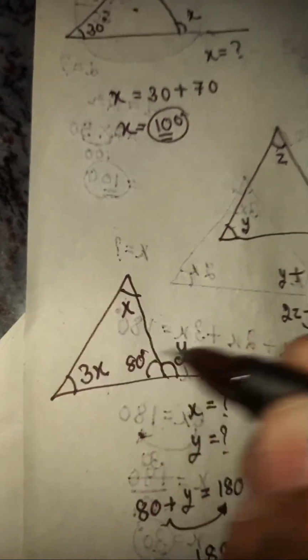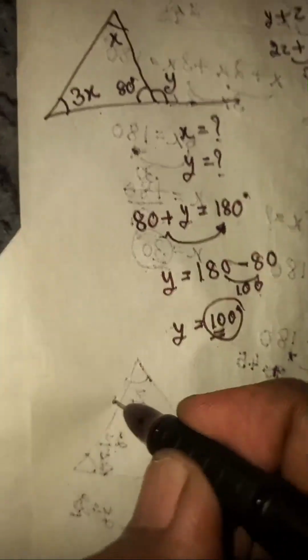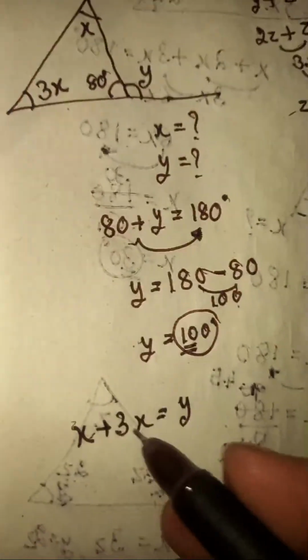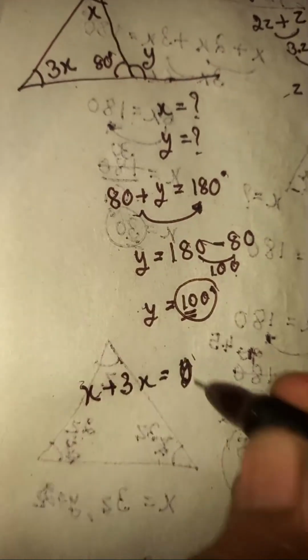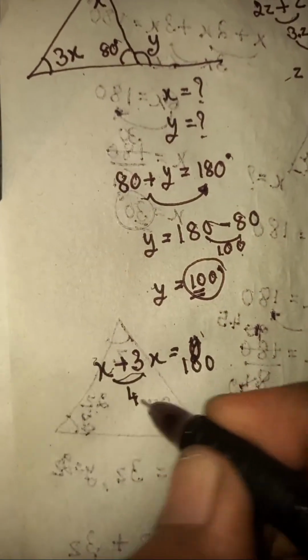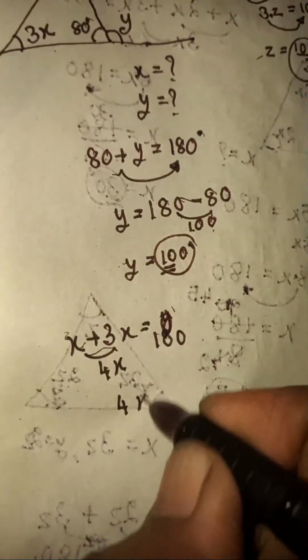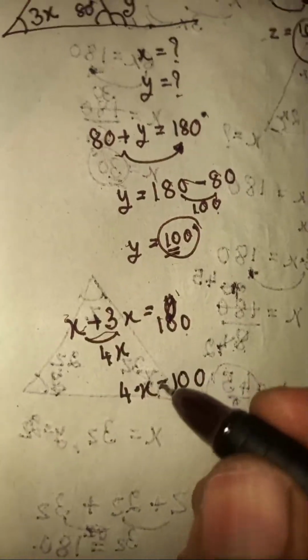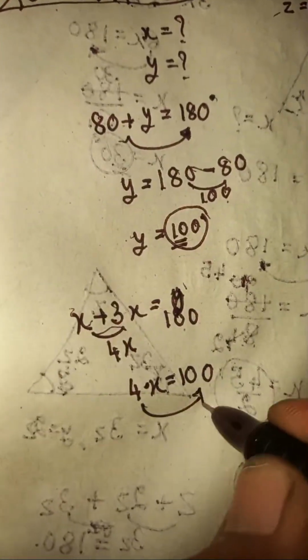And they have given even one more property, exterior angle equal to sum of interior opposite angles. This angle plus this angle becomes equal to angle y. So x plus 3x going to become equal to y. Now they have given y as 100 degrees. You're going to get x plus 3x as 4x. So 4x equal to 100 degrees, and 4x can be written as 4 times of x.